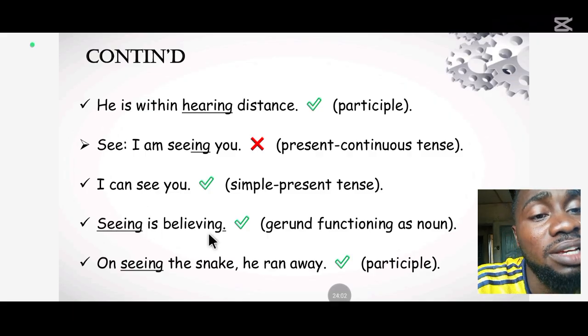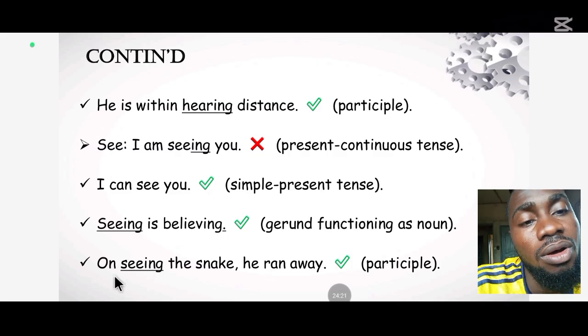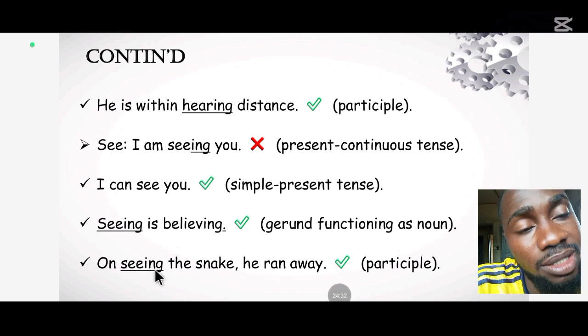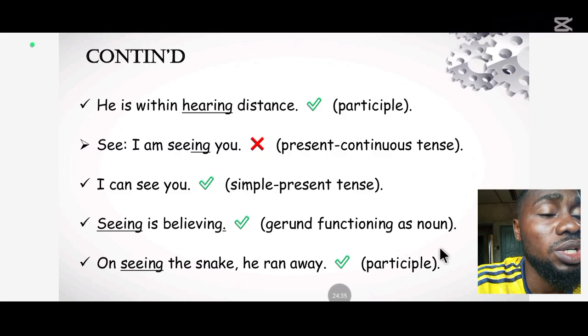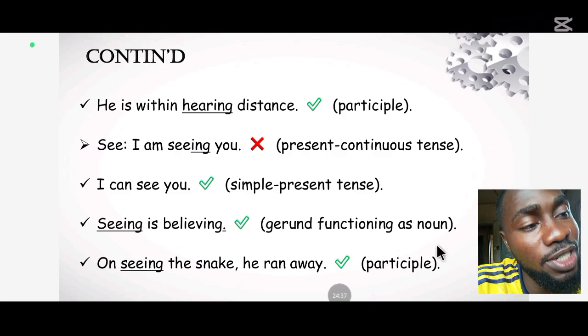"Seeing is believing." Here, the gerund is functioning as the noun. Remember, it's serving as the subject of the sentence, which deems it correct. The next: "On seeing the snake, he ran away." Seeing is functioning as a participle, so it's correct. Let's move on to the next.